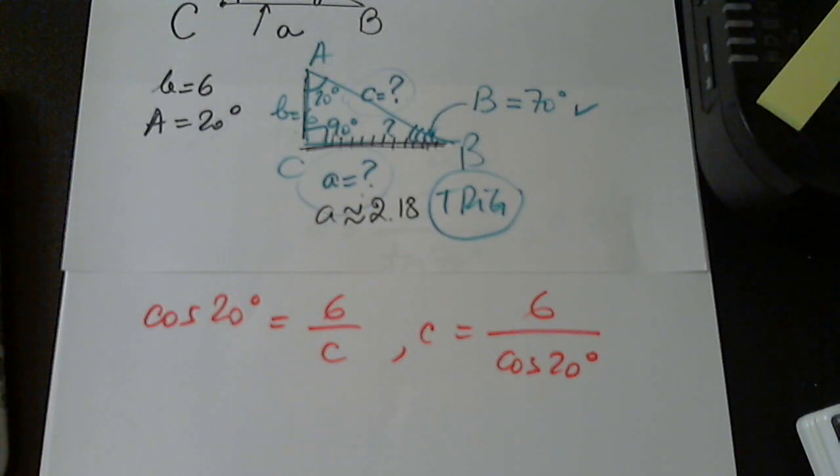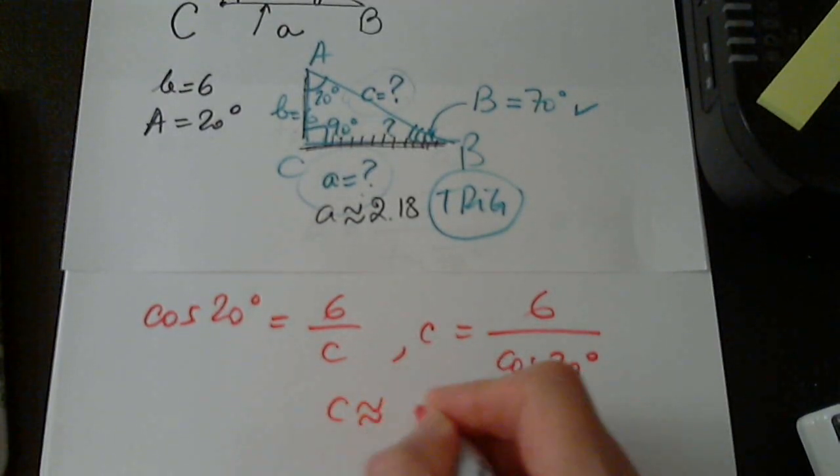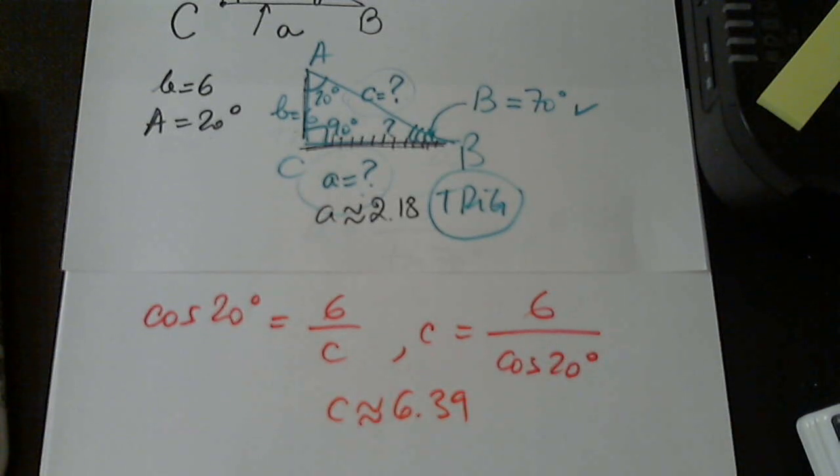So again, in the graphing calculator, make sure you have the mode in degree mode. So 6 over cosine 20 degrees, and the answer is 6.39. So C is approximately 6.39. Yes, you can double check, right?